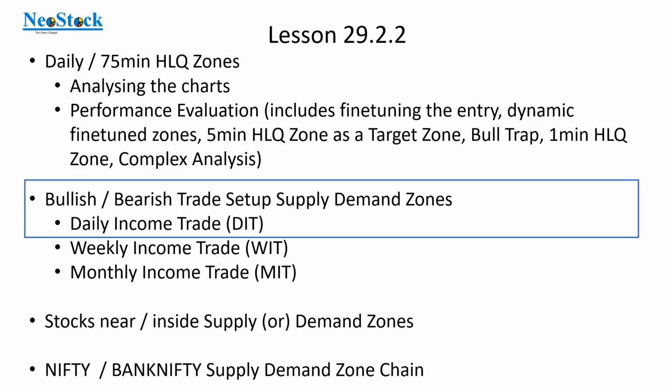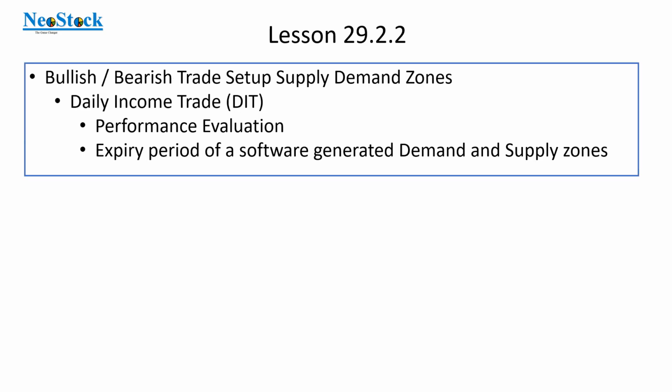So in this lesson we are going to discuss a daily income trade performance evaluation and also the expiry period of software generated demand and supply zones for daily income trades. Especially the second point is very important, because every day we are generating software generated supply demand zones. How long are they valid? When is the expiry period for those zones? These are the questions many of us might be getting.